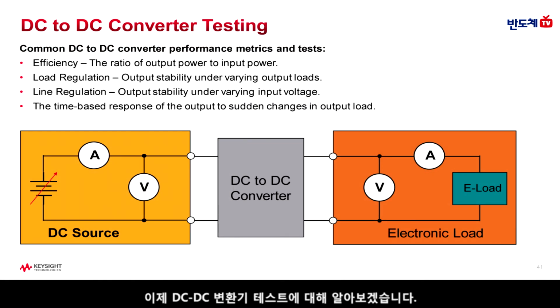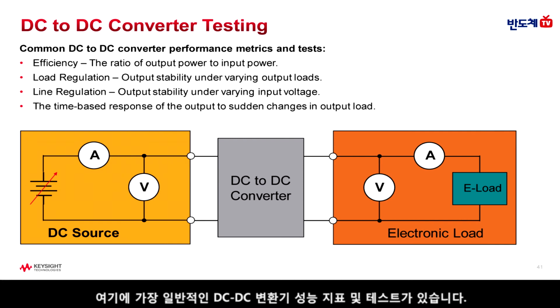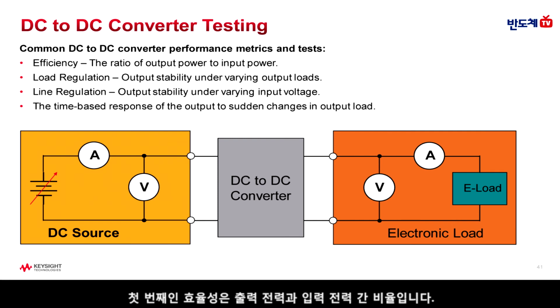Now we're going to talk about DC to DC converter testing. The following are probably the most common DC to DC converter performance metrics and tests. First one is efficiency, which is the ratio of output power to input power. A second would be load regulation, which measures output stability under varying output loads. In other words, as the current draw of the powered device or devices changes, does the DC to DC converter's output remain stable?